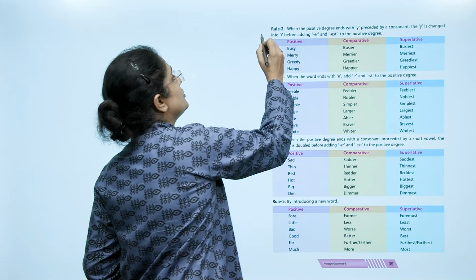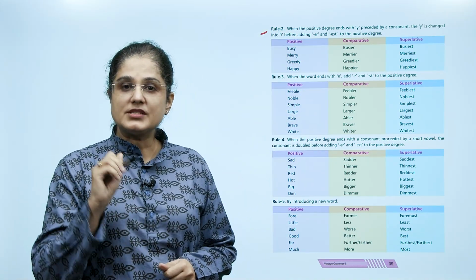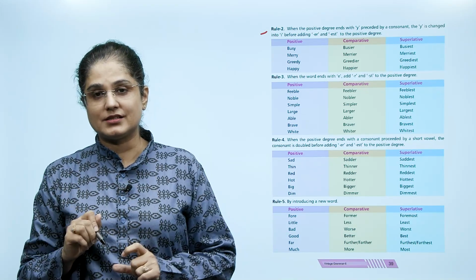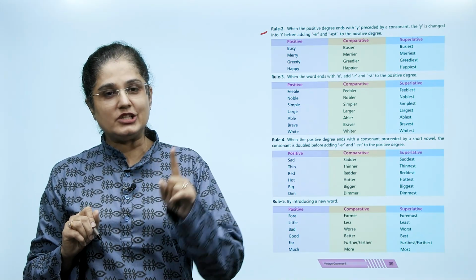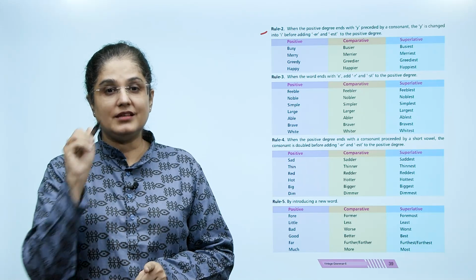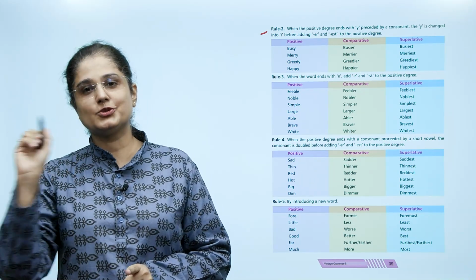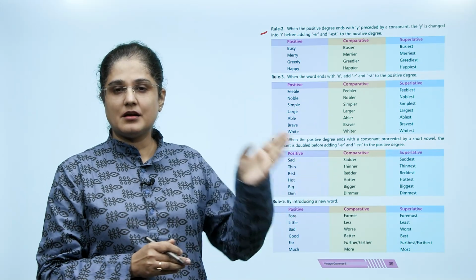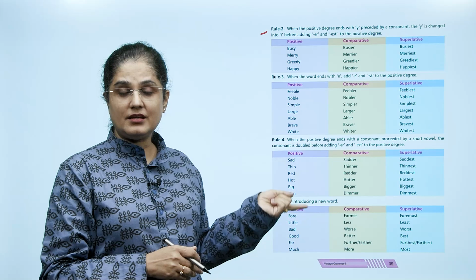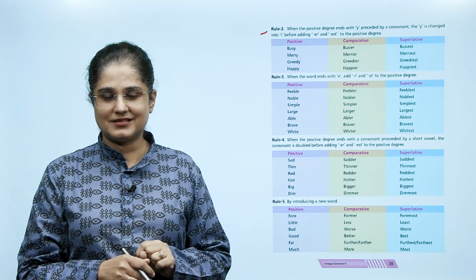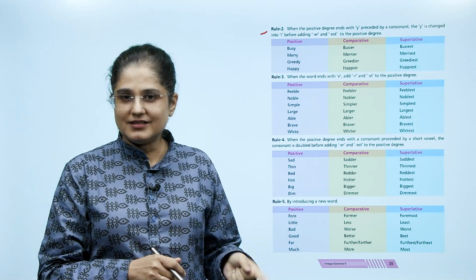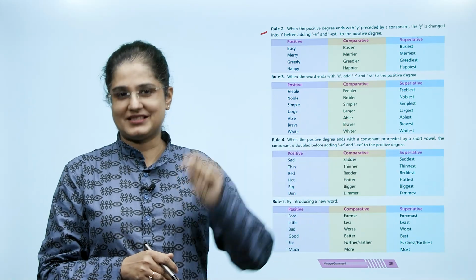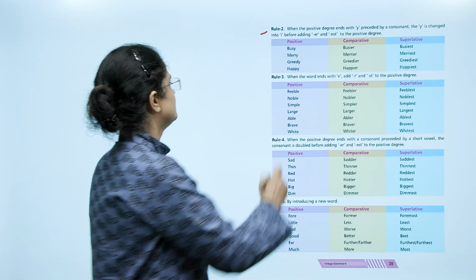Another rule, that is rule 2: when the positive degree ends with Y and is preceded by a consonant, the Y is changed into I before adding ER and EST to the positive degrees. Example, busy, busier, busiest. Merry, merrier, merriest. Greedy, greedier, greediest. Happy, happier, happiest.